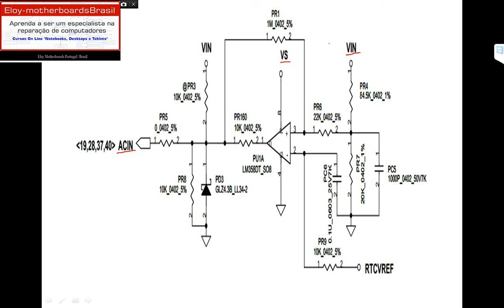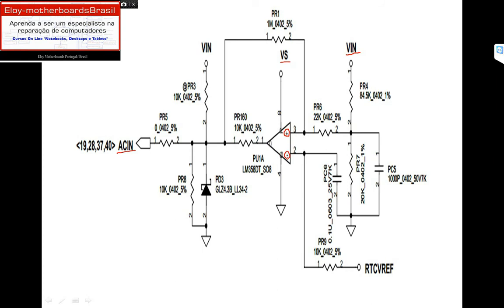So we have this VIN voltage right here. This is a comparator, or an amplifier. But just to simplify, I will not talk about its amplification, I will talk about the commutation. Sorry, I dropped something here.